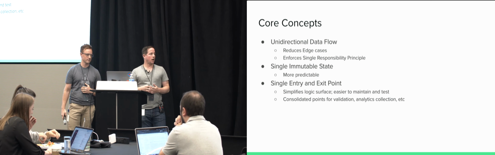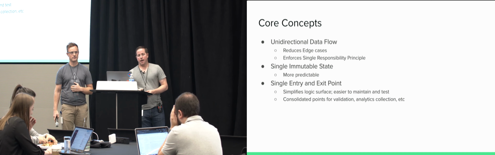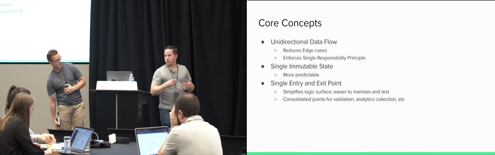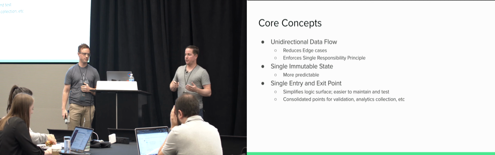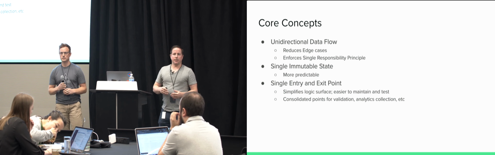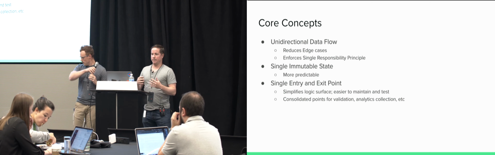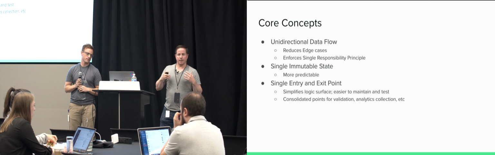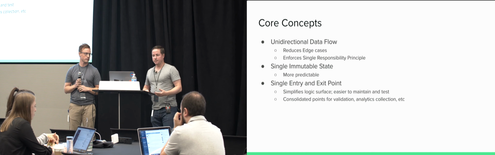So let's knock out some core concepts for MVI. We're going to be implementing a unidirectional data flow. This reduces edge cases and enforces single responsibility principle. It enforces, it doesn't guarantee it, right? So you could still write a blob of code in any given portion, but it really helps you break down and decompose your code into something that's more maintainable and testable.